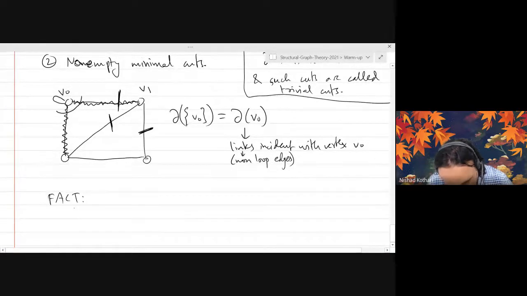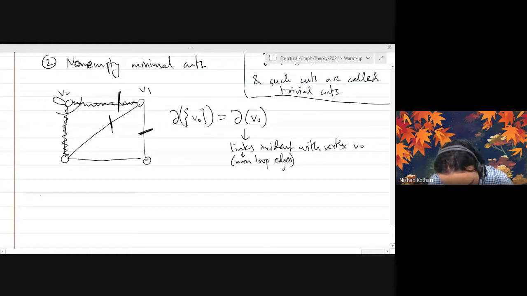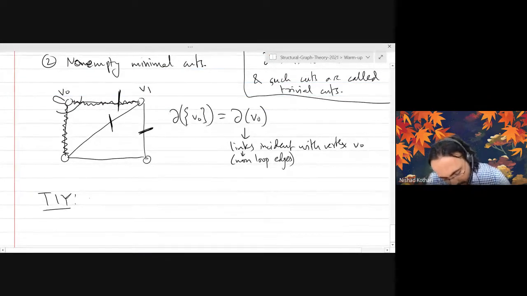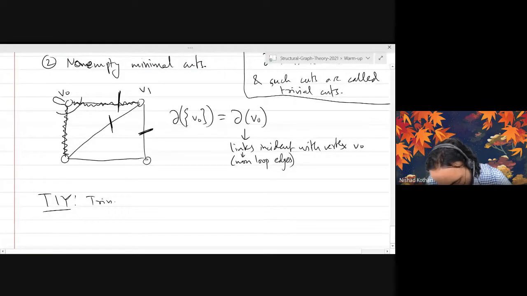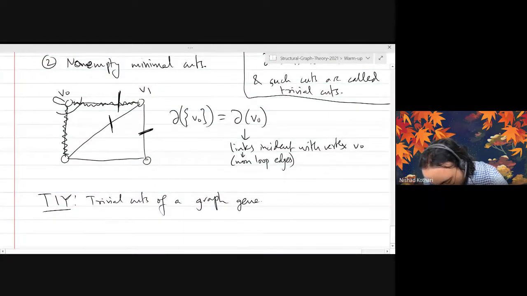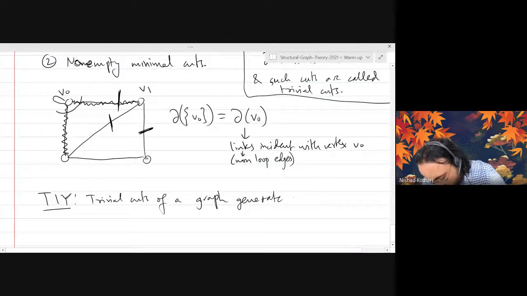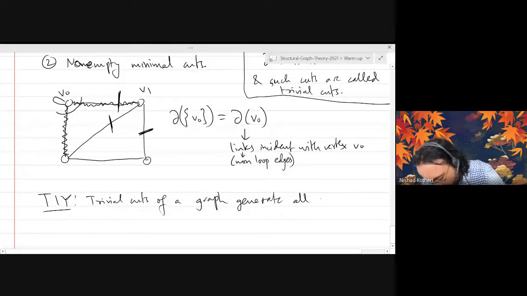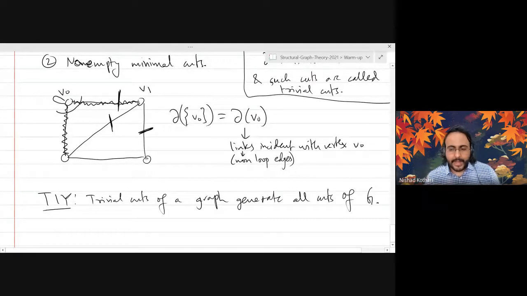This might be on your assignment, I'm not sure. I'll put it as a try it yourself. The trivial cuts of a graph generate all cuts of the graph. What does that mean? For any cut of the graph, you can write it down as a symmetric difference of a bunch of trivial cuts. That is what it means for every cut to be generated by trivial cuts.